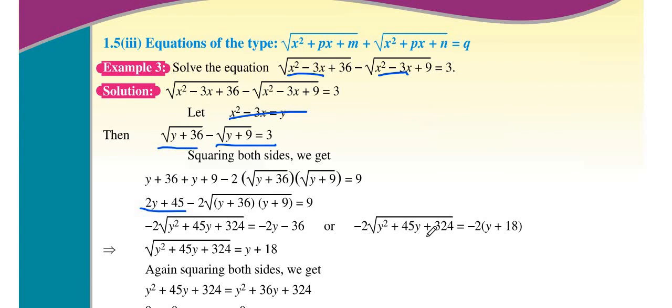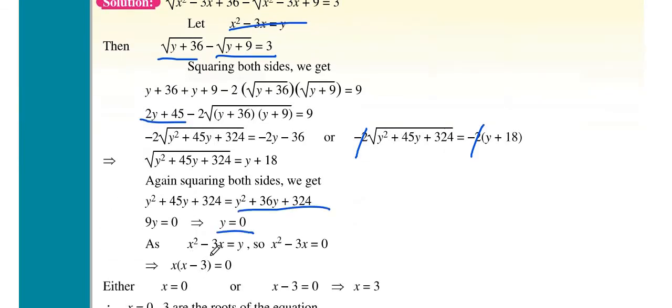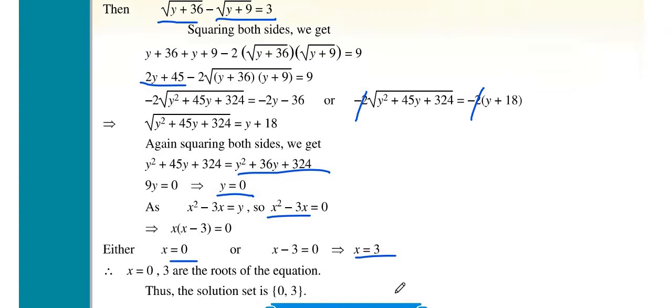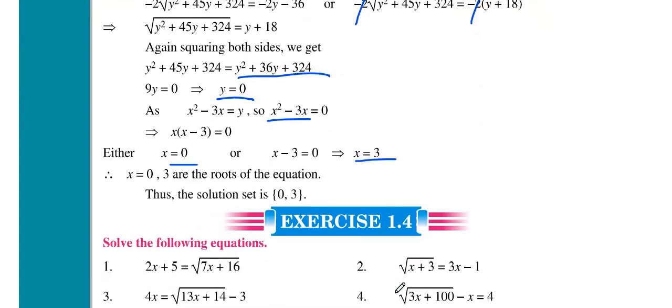y square plus 45y plus 324 equals y plus 18. This 2 cancels with this 2. Again take the square on both sides. X square minus 3x, again put the value of y. X square minus 3x equals y. So x square minus 3x equals 0. You will get two roots of the equation, x equals 0 and x equals 3. X equals 0 and 3 are the roots of the equation. So the solution set is 0, 3.